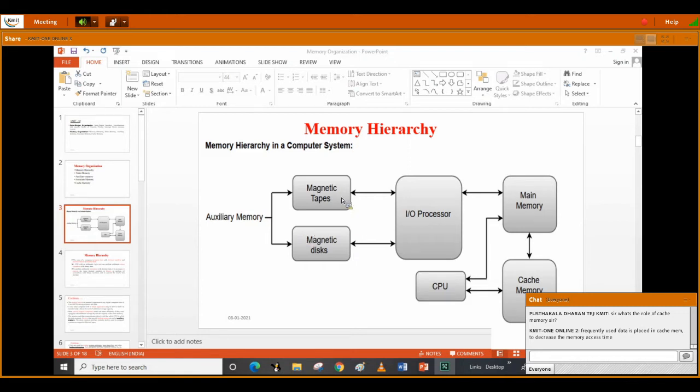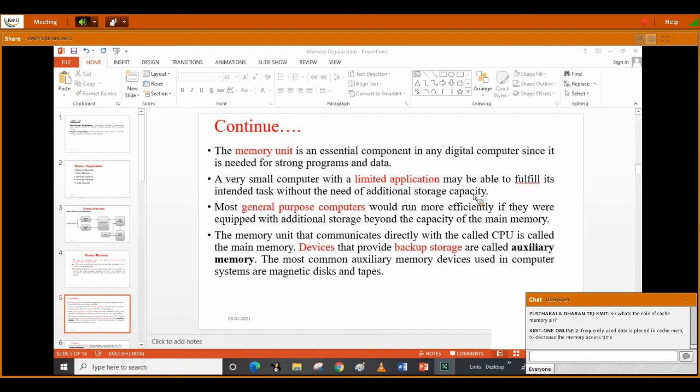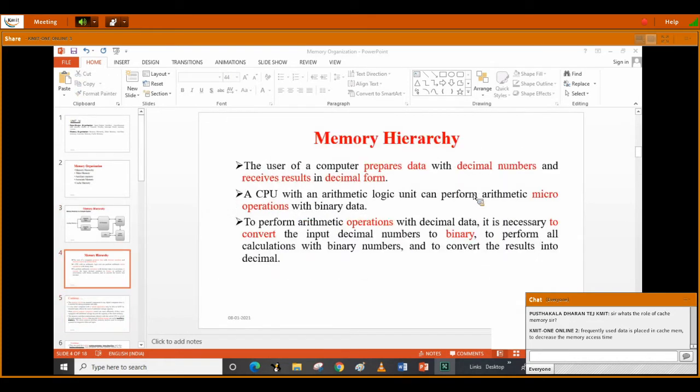Okay, after this magnetic tape and magnetic disc, we are transferring the data using the IO processor through to main memory. First we transfer the data from main memory to the CPU. Then the CPU to cache memory, and cache memory to main memory, only we are transferring the data.